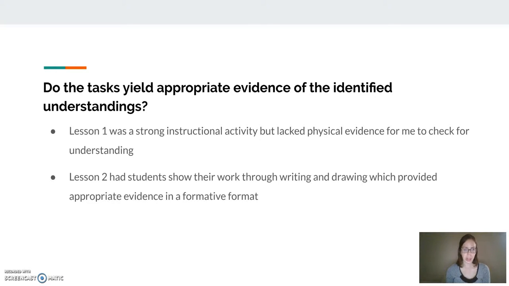to really see who got it after day one. Although lesson 2 had students show their work through writing and drawing, and I was able to then go back and look at that and use it as more of a formative assessment that I could go back and review and didn't have to just do in the moment.